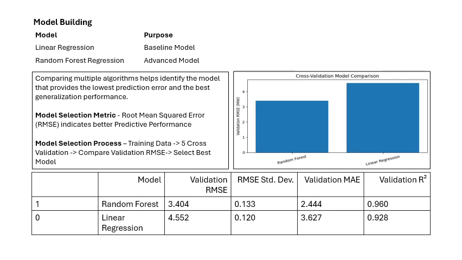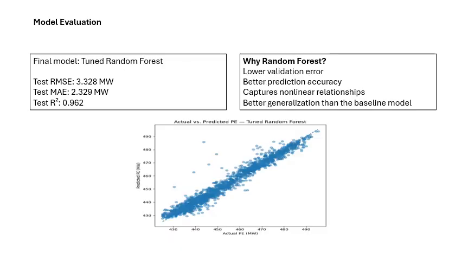I've evaluated both models using the 5-fold cross-validation and compared their prediction errors. Using the RMSE, the model with the lowest validation error was selected as the final model for the evaluation on the unseen test data. After comparing the models, our random forest regression achieved the best performance and was selected as the final model.